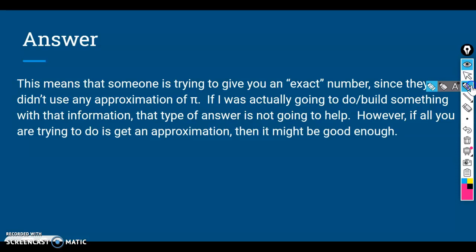Recall that our approximations for pi are 22/7 or 3.14. When we write it in terms of pi, we are getting an exact number. If I was actually going to do or build something with that information, that type of answer is not going to help. However, if all you're trying to do is get an approximation, then it may be good enough.